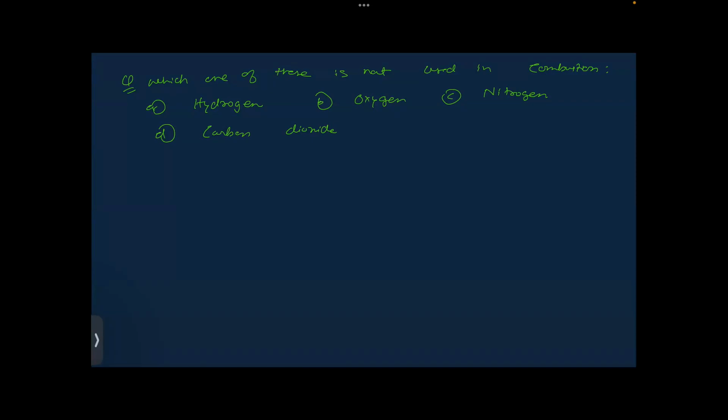Getting it now? Gases like oxygen, nitrogen and hydrogen are used in combustion. Oxygen is a gas that supports combustion, we know that. But the gas carbon dioxide extinguishes the fire. It extinguishes the process of combustion. It stops combustion. So how can it be used?